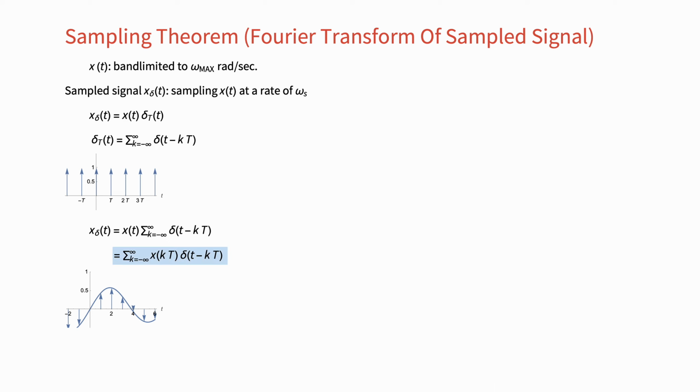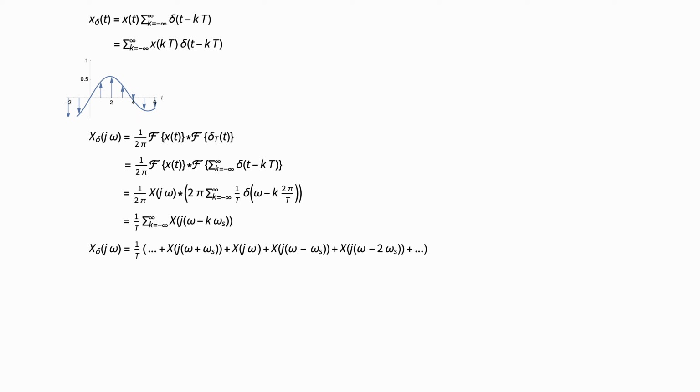Now that we have the definition of the sample sequence, we can take the Fourier transform of the sequence. Multiplication in time domain is mapped to convolution in the Fourier domain. Substituting the expression for the impulse train and evaluating the convolution, we get the expression shown here. If we expand the summation, what we have is that the spectrum of a sampled signal is basically a superposition of shifted copies of the spectrum of the original signal.